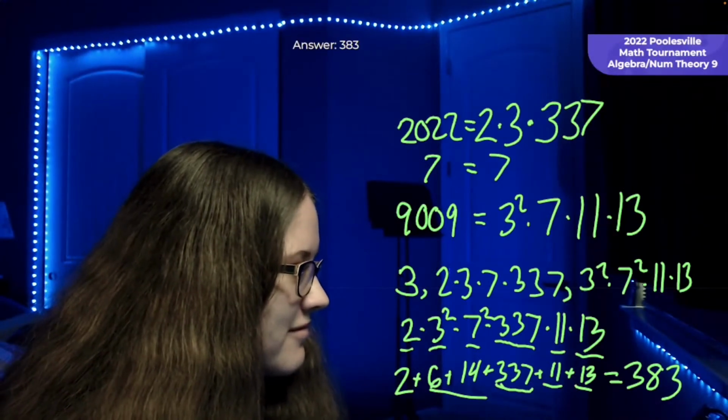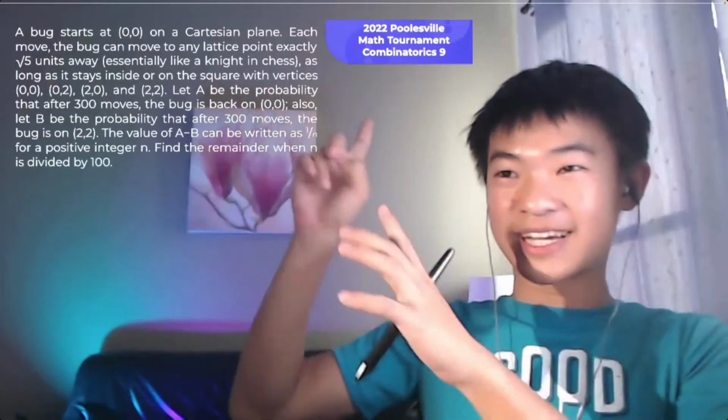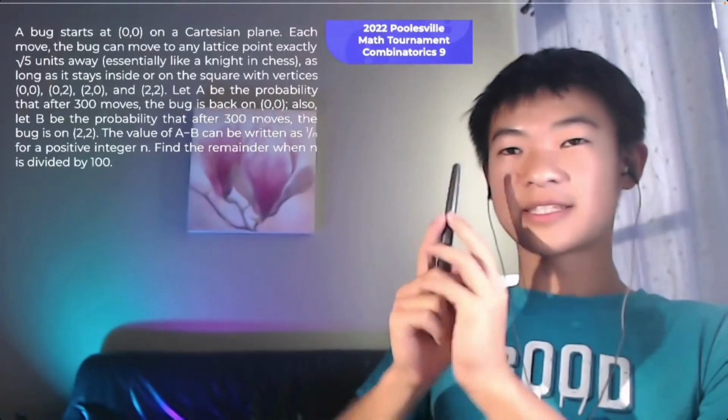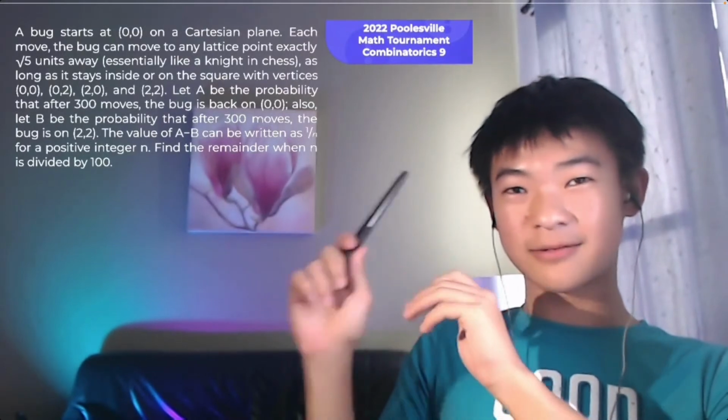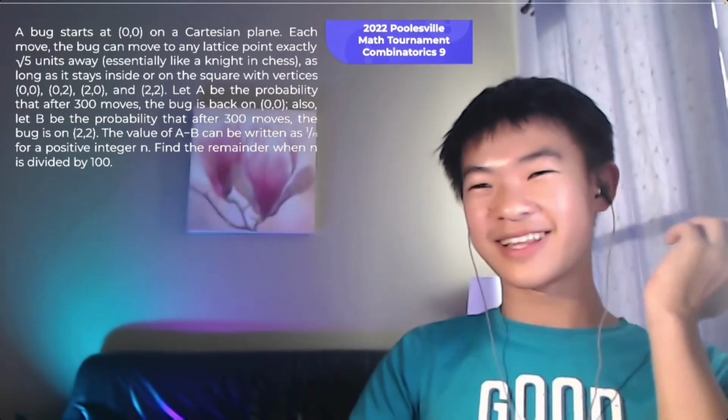Yeah. Next question. We're on combinatorics 9. A bug starts at 0, 0 on the Cartesian plane. Each move, the bug can move to any lattice point exactly square root 5 units away, essentially like a knight in chess.